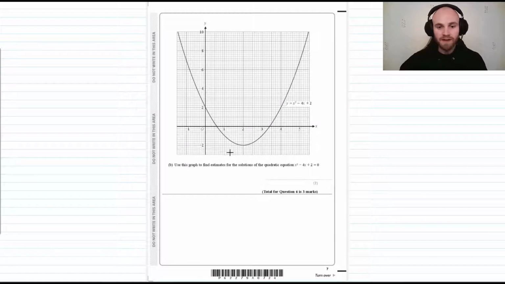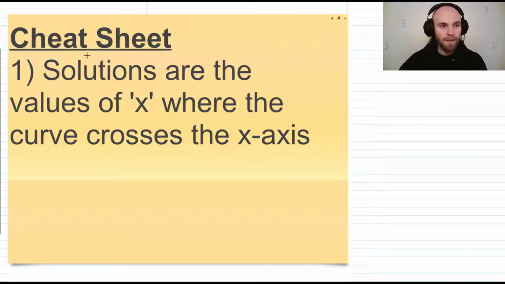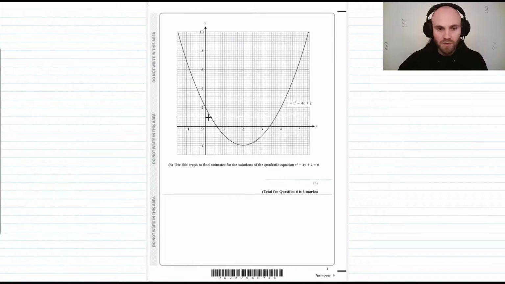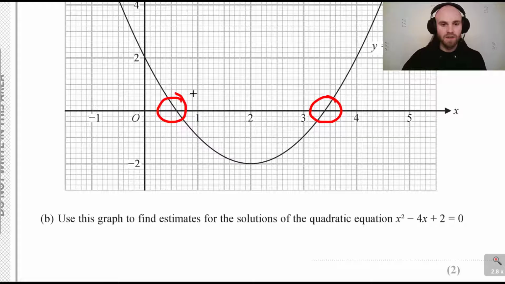Part B, use this graph to find estimates for the solutions of the quadratic equation x squared minus 4x plus 2 equals 0. Okay, so in the cheat sheet, the solutions are the values of x where the curve crosses the x-axis. So where does it cross the x-axis? Well, we're looking at here, and we're looking at here.